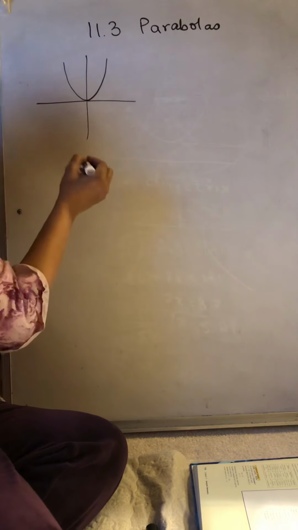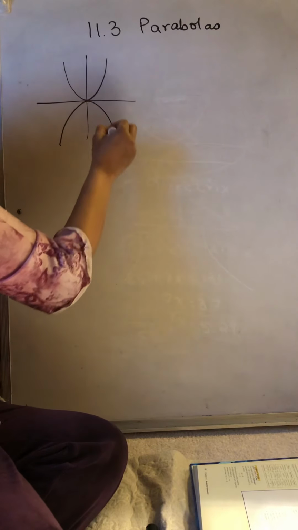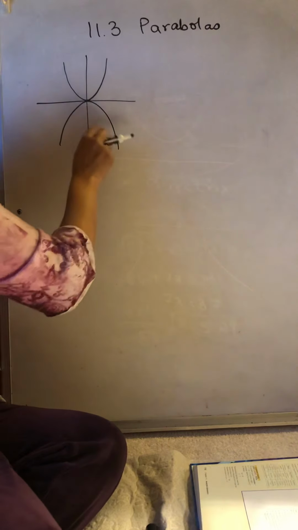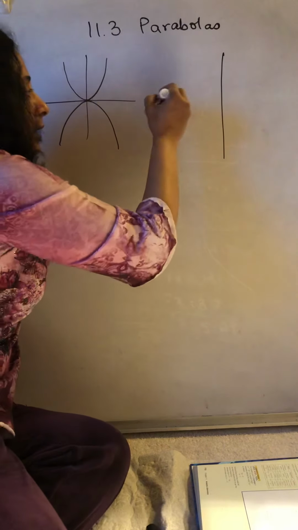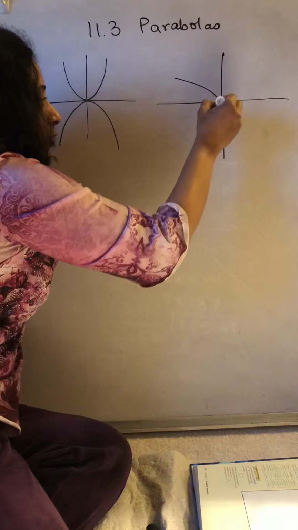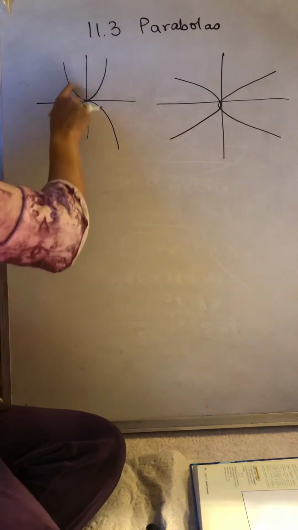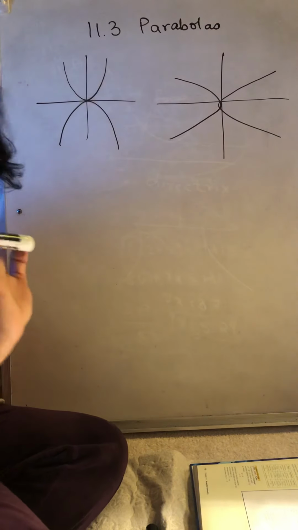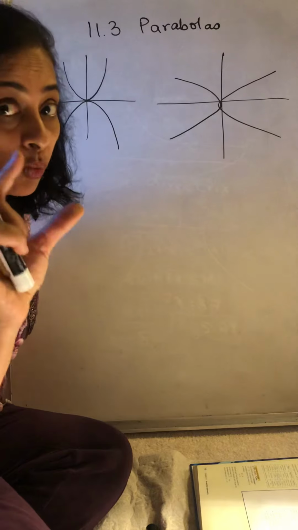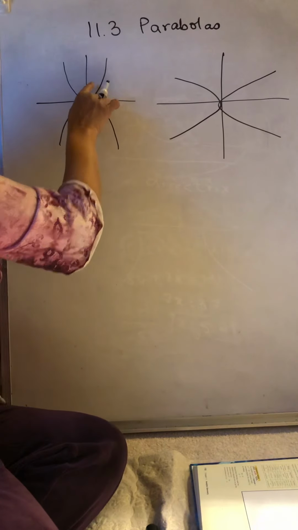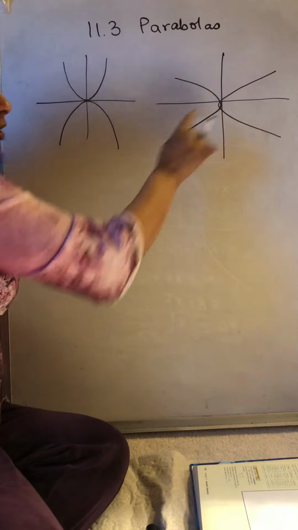Either like this or it will be like this. Okay, so this is up or down, and the other one is opening to the left or opening to the right. Remember, the parabola will only be one of these. This is not like the hyperbola where there are two portions. Either it's this or this or this.